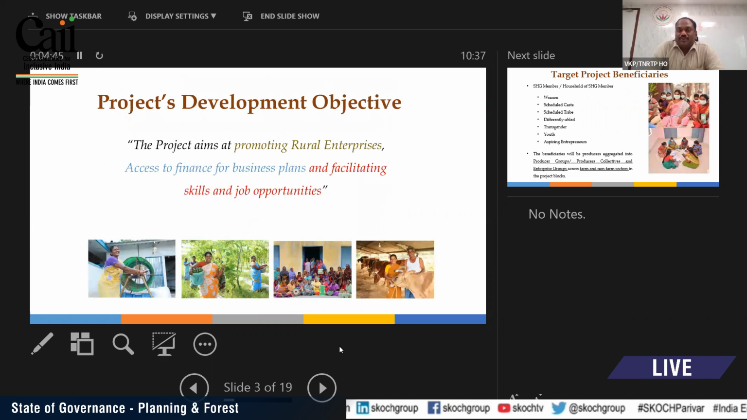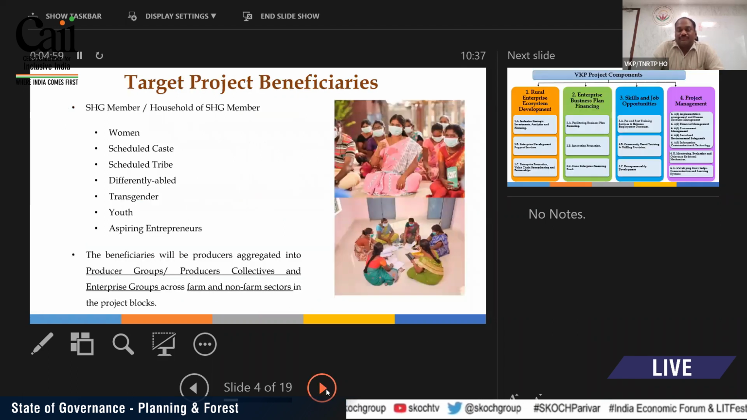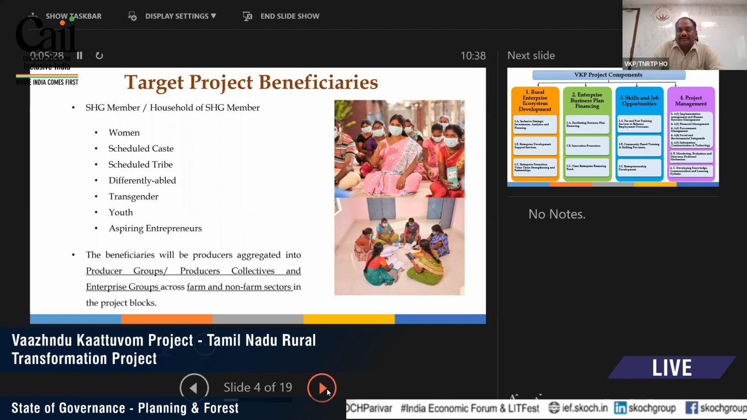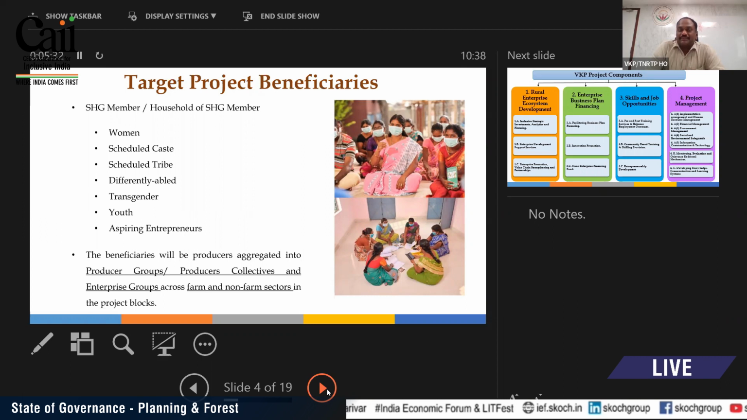So the project aims mainly at promoting rural enterprises, access to finance for business plans, and facilitating skills and job opportunities. These are the main objectives of the project. The project beneficiaries are mainly women folk and socially inclusive groups like scheduled caste, scheduled tribe, differently abled and transgenders, and especially youth and aspiring entrepreneurs. Mainly women SHGs and SHG household members are the stakeholders of the project. The project selects the beneficiaries only from the SHGs or SHG households for group activities like producer groups and producer collectives and enterprise groups for farm, non-farm and off-farm sector projects.